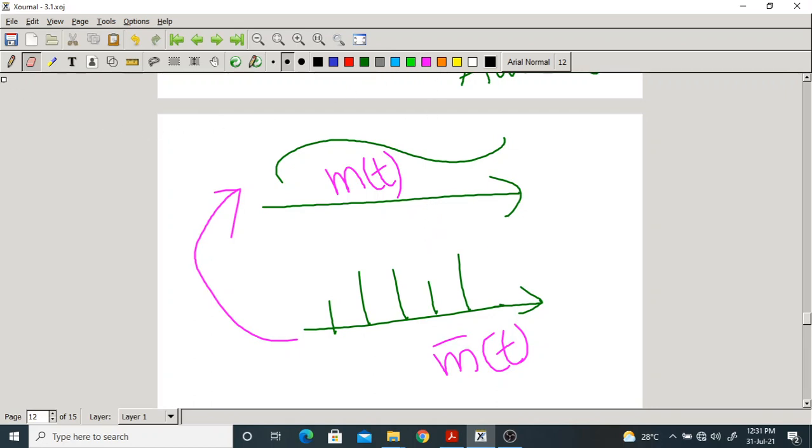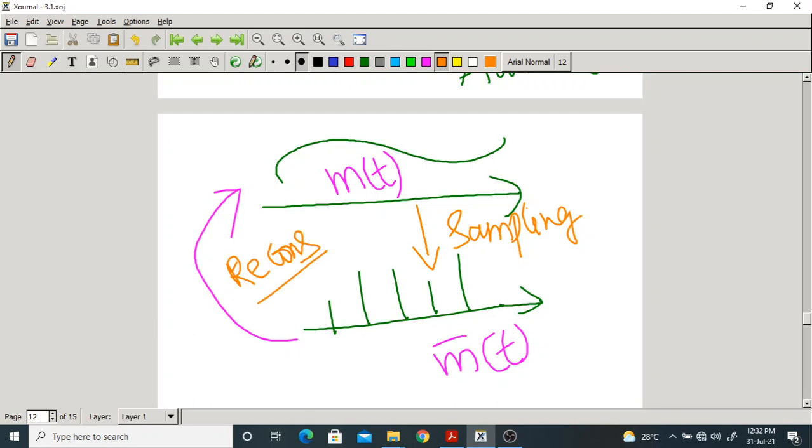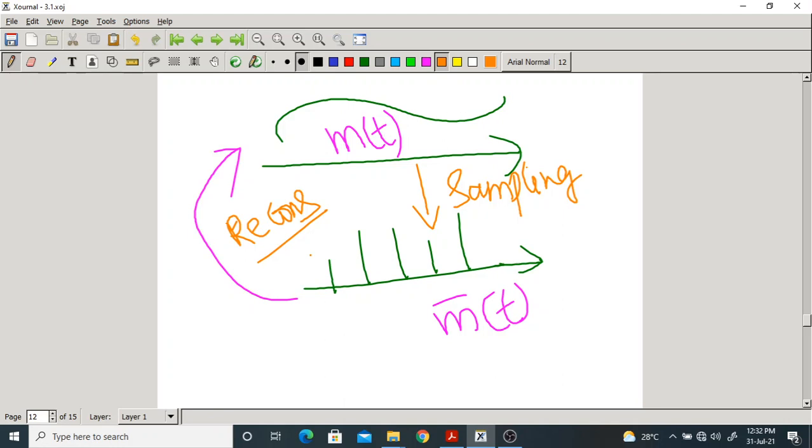So this is sampling, that is reconstruction. This is called sampling. It is called reconstruction, or it is also called interleaving. It is in time domain. Now I have explained the concept of reconstruction in time domain.